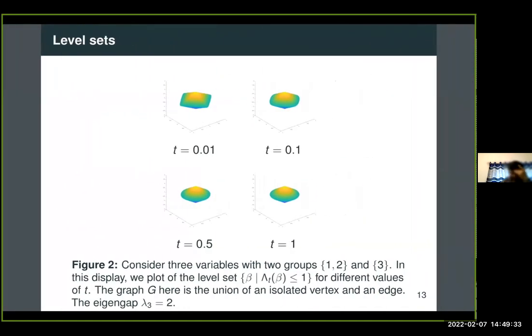How do the level sets or the metric balls look like? It's not a metric anymore. So this is for t equal to 0.1. In the same example, we have two groups of variables. Variables 1 and 2 are in one group, and variable 3 is in a standalone group. You can see that even for quite small t, it approaches the corresponding group lasso metric ball.